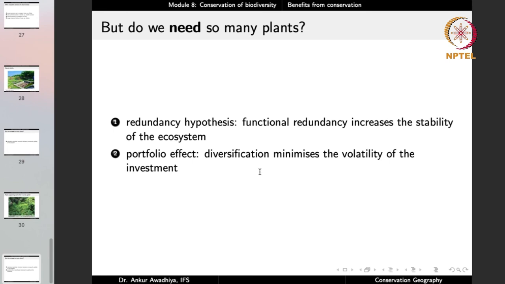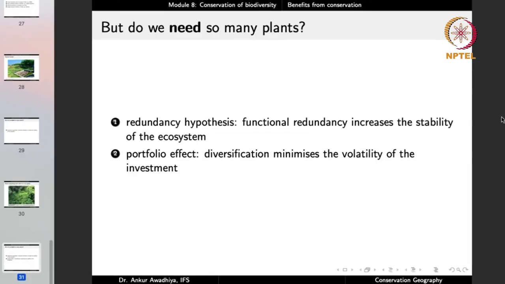Diversification minimizes the volatility of the investment, meaning that if you wanted to invest your money, you do not invest it only in one mode. You do not just buy gold, or you do not just buy real estate. If you have a sum of money, you will perhaps use some of it to buy gold, some of it to buy real estate, some of it you will keep in the bank, and so on. Because if one mode goes down, if one mode goes bust, if the price of gold reduces, or if the real estate market is down, then at least you have some other ways through which you are keeping your investment safe.